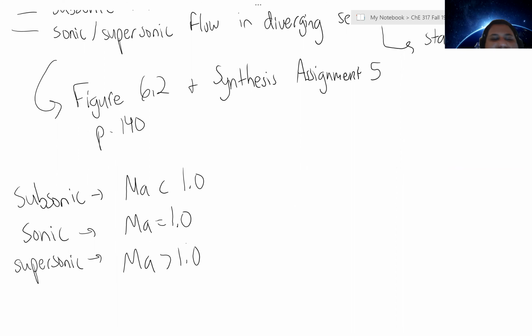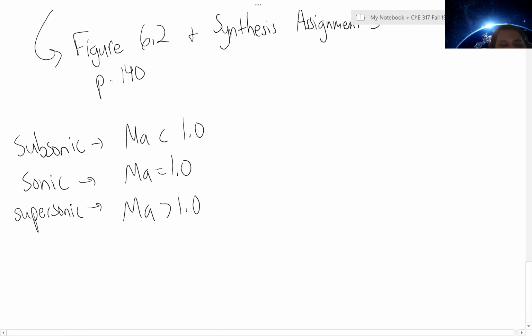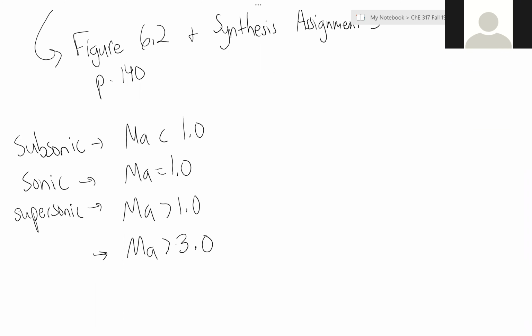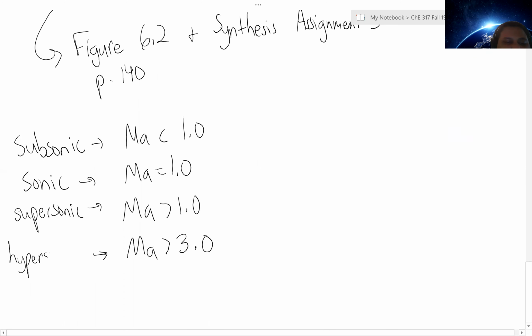Now, for my fun trivia time, there is a newer moniker that's thrown about over the past decade or two for flow with a Mach number greater than 3. Does anybody know what this is commonly referred to? Hypersonic. That's correct. Hypersonic flow.